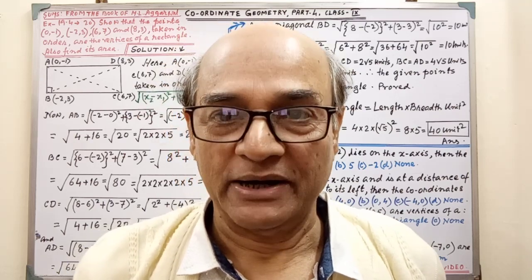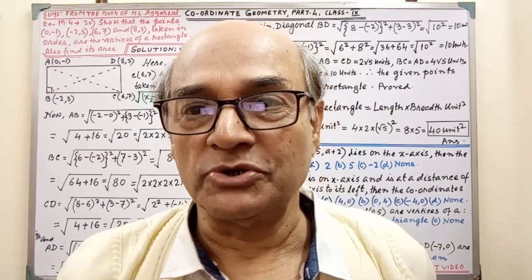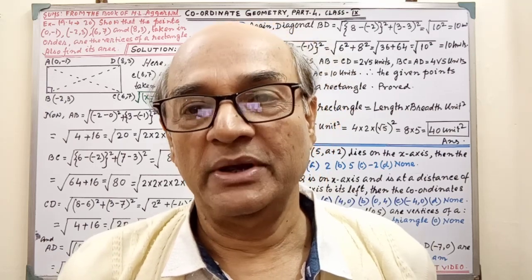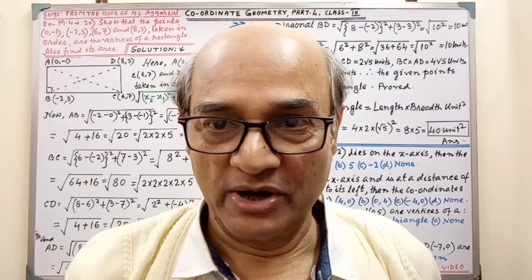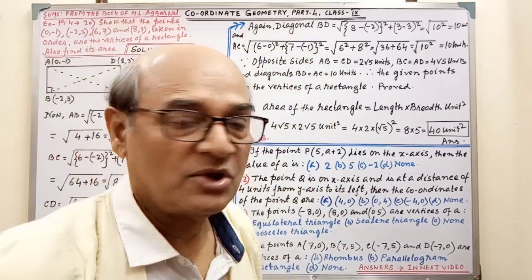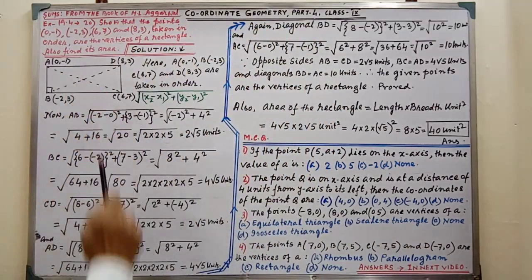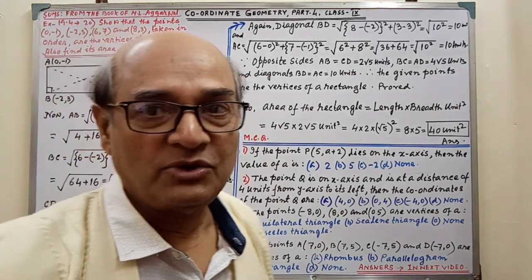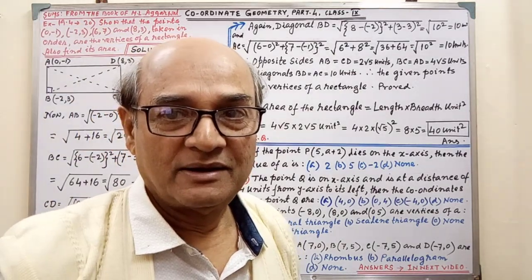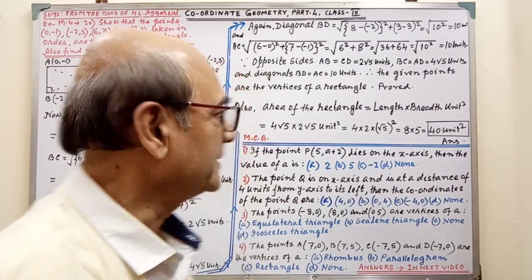In case of a parallelogram, just by proving the opposite sides are equal, we may conclude it is a parallelogram. But in case of a rectangle, we have to show the lengths of the diagonals are equal. Then we may conclude the quadrilateral is a rectangle.